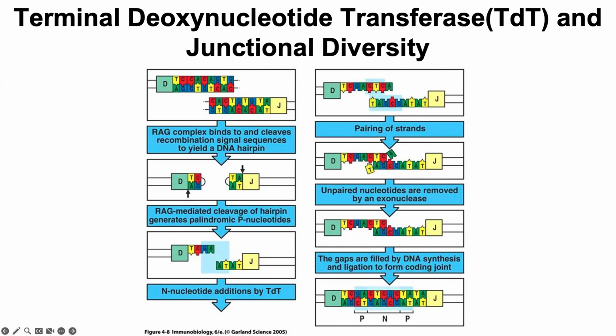Remember, we've got those V, D, and J segments, and we randomly choose one and plug it together. But in addition to that, before those ends get plugged together, TDT randomly plugs a bunch of nucleotides onto the end of the chromosome. It just jumps into the gap. It adds a bunch of nucleotides randomly, and then it gets plugged back together by the DNA repair machinery.